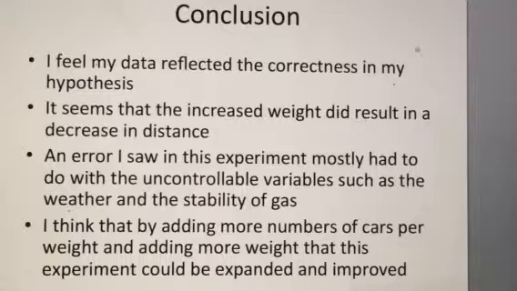One of the errors that I saw in this experiment mostly had to do with uncontrollable variables such as the weather and the stability of gas, how gas performs differently depending on the situation and how the molecules expand and react depending on the amount of temperature. I think that by adding more cars per weight and doing this experiment with multiple groups and different weights, I could also expand the experiment and help it to be even more correct.